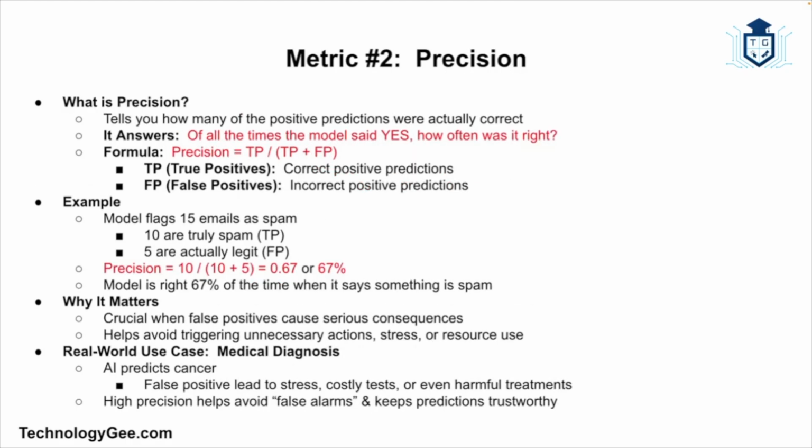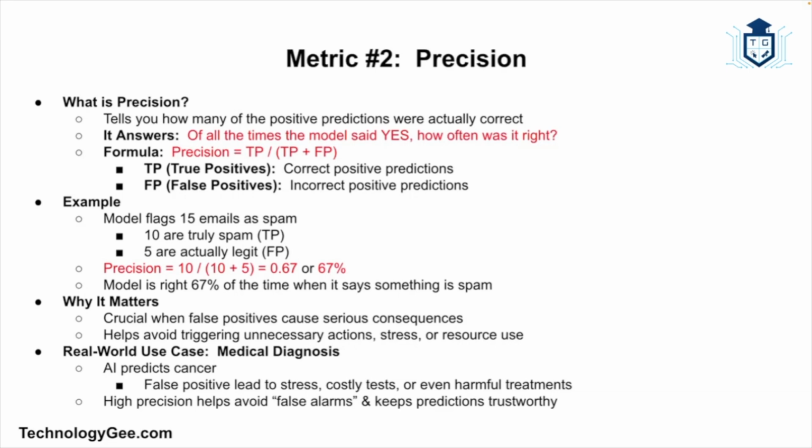All right, our next metric is precision. Precision tells you how many of the positive predictions were actually correct. As you can see, there's the formula on your screen right there. Basically, what this formula is saying is that of all the times the model said this is spam, how often was it right? So here's an example to help drive it home.